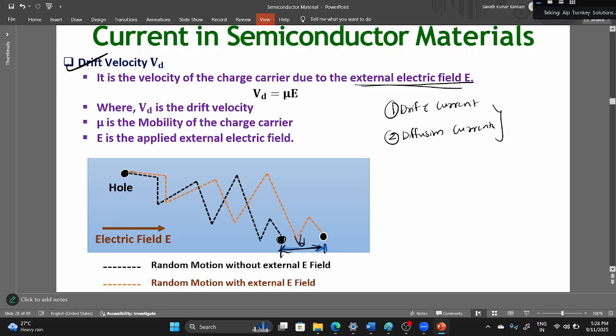So Vd is nothing but what? Velocity of the charge carrier due to the external electric field. Vd is given by mu into E. Vd is drift velocity, mu is the mobility of the charge carrier, and E is the applied electric field. So this you need to remember. The hole is moving with some velocity, and that we call mobility. This is about drift velocity. Did you understand what drift velocity is? Shall I move forward?